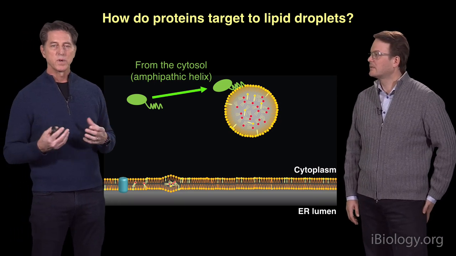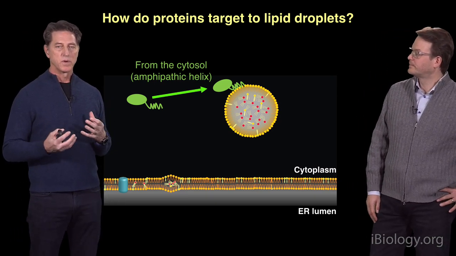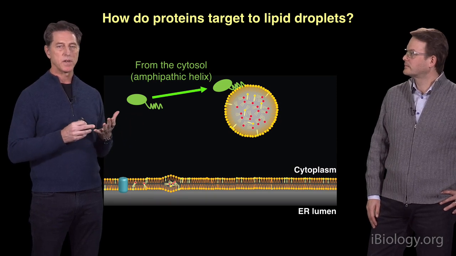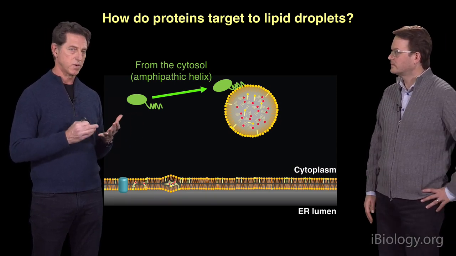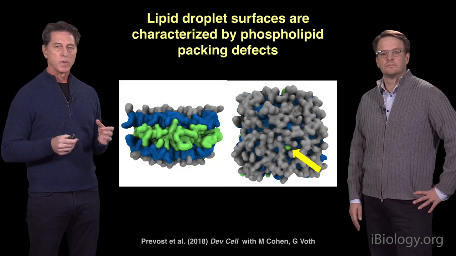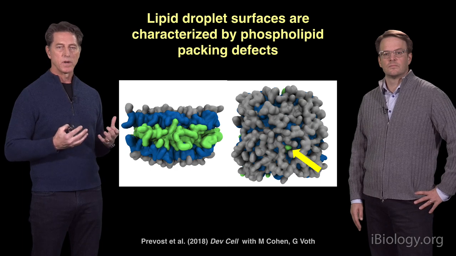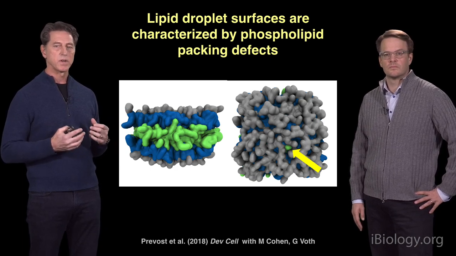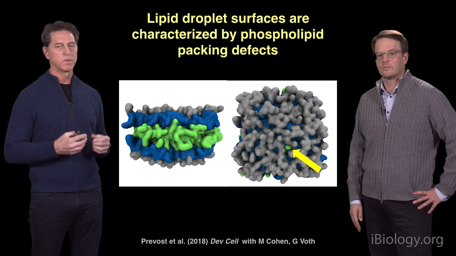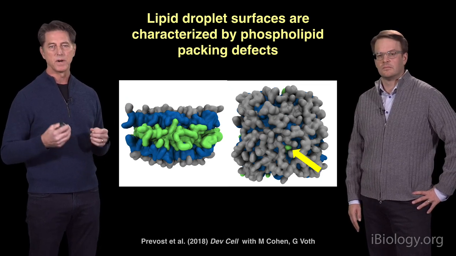So we first want to discuss a little bit of what we've learned over the past few years about how cytosolic proteins that contain either amphipathic helices or short hydrophobic motifs reach the lipid droplet surface. And one of the principles that we and others have uncovered in this targeting: how do these proteins find the droplet surface from all the other membranes in the cell?